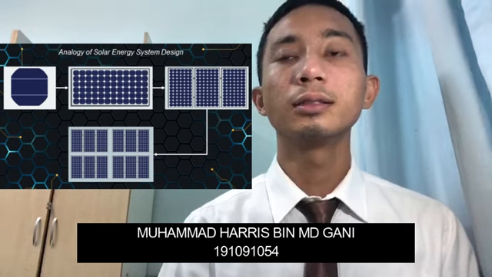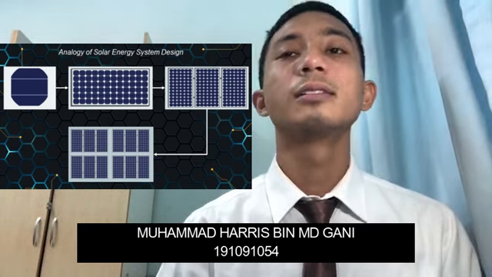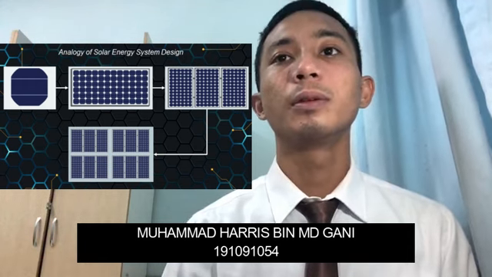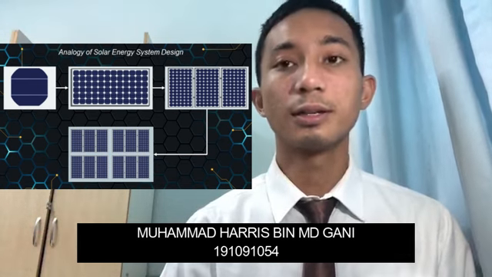And then lastly, the photovoltaic array. It is the combination of multiple PV modules connected in series or parallel. The series connection is for increasing the voltage, while the parallel connection is to increase the current.